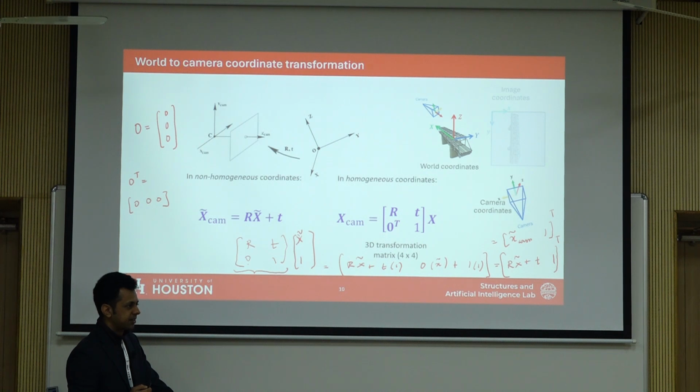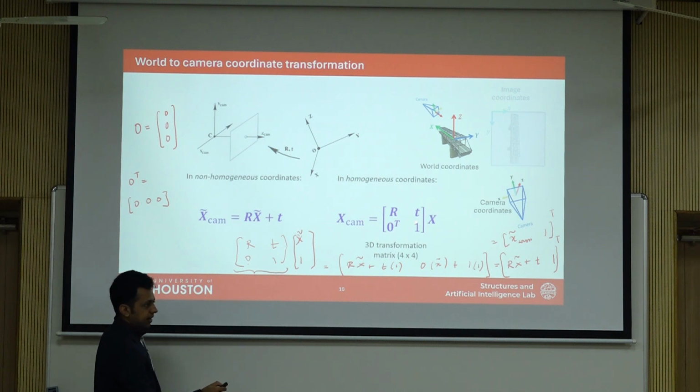No, I understand. Homogeneous kind of like polished thinking, and translation is lost. It's not lost. It's still here, right? What is the size of this T? What's the size of X cam? 3 cross 1, right? T will be 3 cross 1. What's the size of this T? Same. So nothing is lost.